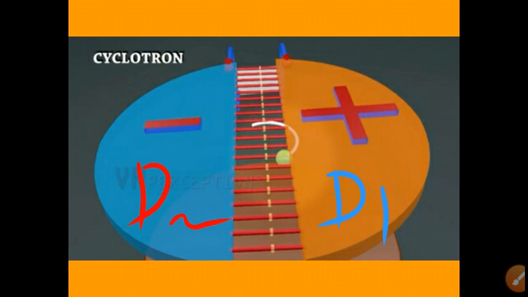the polarity of the first D1 is changed to positive and the polarity of D2 is changed to negative. The time period of the oscillator is adjusted in this way, that is, the time when the charged particle completes a semicircle, the polarity of the D's changes.